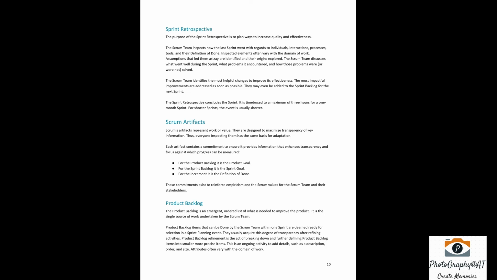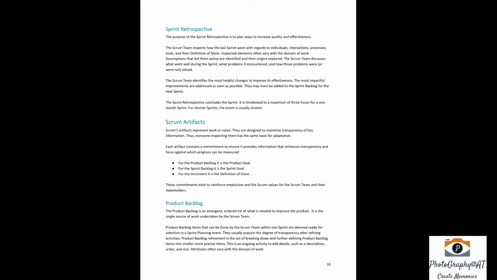The Scrum team discusses what went well during the sprint, what problems it encountered, and how those problems were, or were not, solved. The Scrum team identifies the most helpful changes to improve its effectiveness. The most impactful improvements are addressed as soon as possible. They may even be added to the sprint backlog for the next sprint.